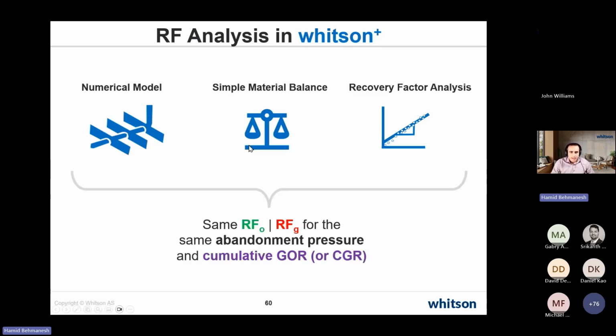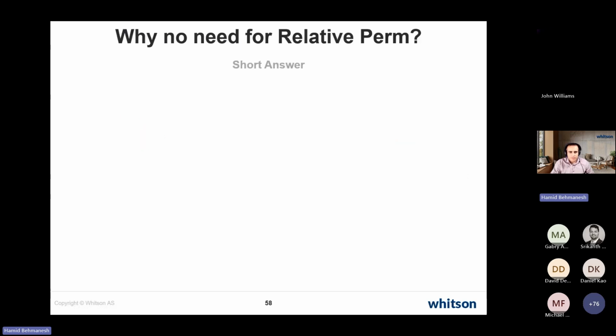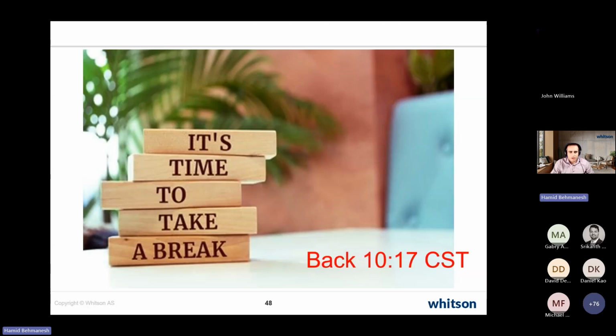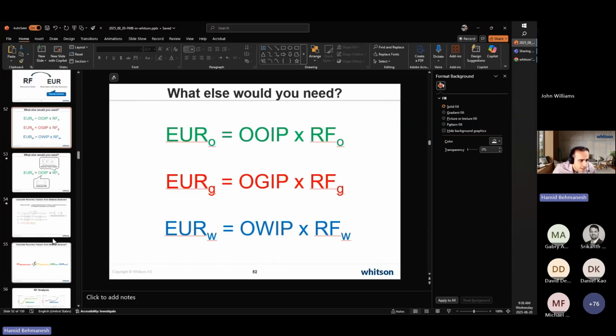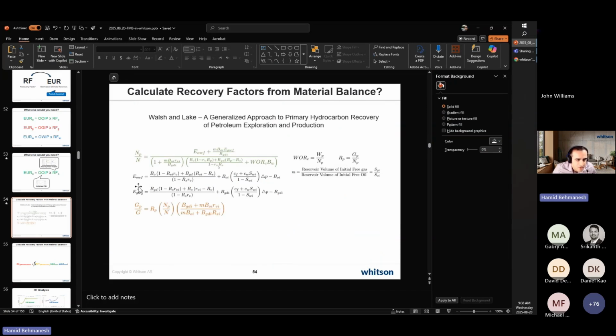All of these methods, recovery factor, flow material balance, simple material balance, and the numerical model, should in fact generate the same recovery factor numbers if we keep two numbers, cumulative GOR as well as abandonment pressure, the same between the three of them. That's the goal of this exercise. If you take a look one more time at these equations, you see that the only term that goes into the recovery factor is cumulative gas-oil ratio, and also some PVT properties, which depend on the abandonment pressure.